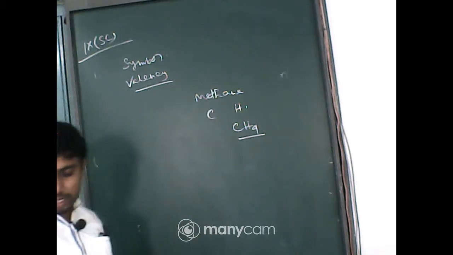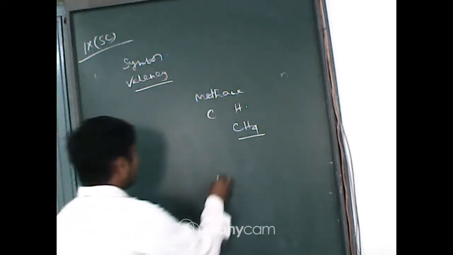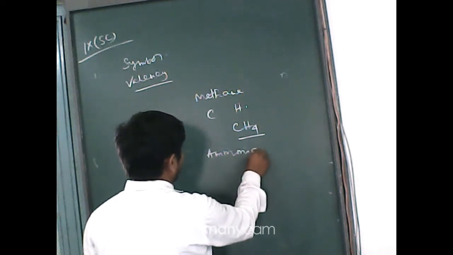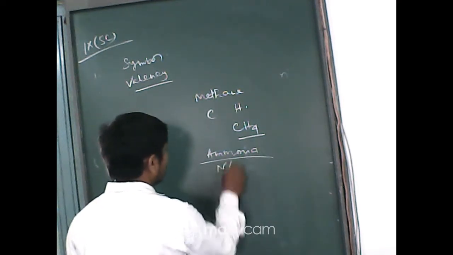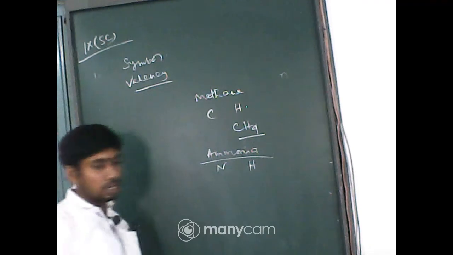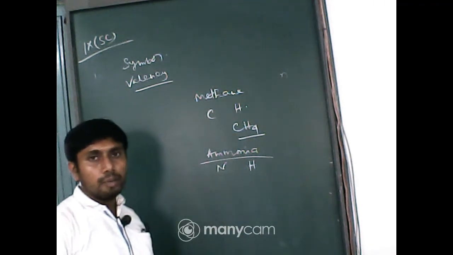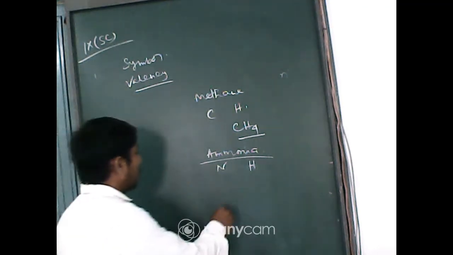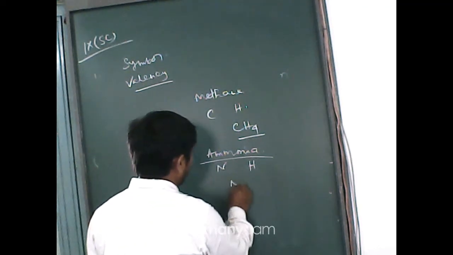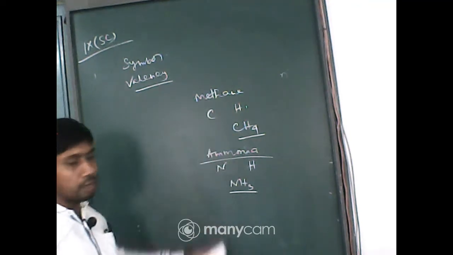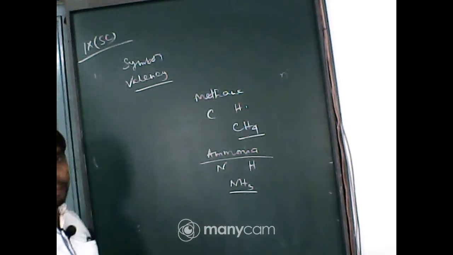Again, take one example, that is NH3, that is ammonia. Here the constituents are nitrogen and hydrogen. Now, here also they will add according to their valency. So, nitrogen and hydrogen combine to form NH3. So, these are the simple formulas of compounds.